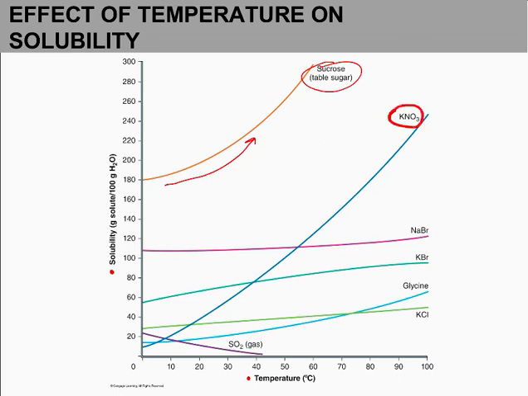Potassium nitrate is another example. Its solubility increases drastically with temperature. But then notice that some of these compounds stay relatively the same in terms of solubility. So sodium bromide, potassium chloride, their solubilities don't increase to a significant extent with temperature. Now, what about down below? We have SO2 gas. Its solubility actually decreases with temperature.